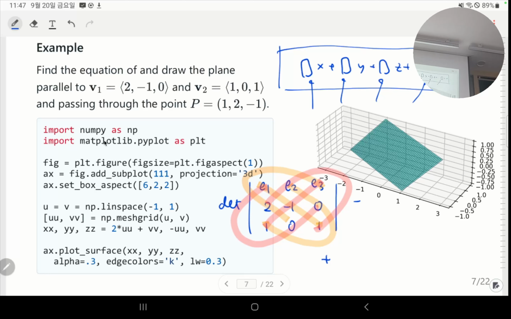Okay, so what's the cross product? Can anyone call out the components of the cross product? V1 cross V2 is... can anyone do the calculation? Any group? I'll give you more time.